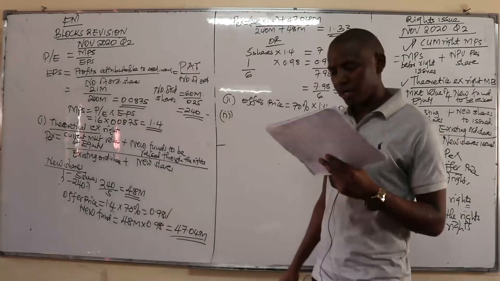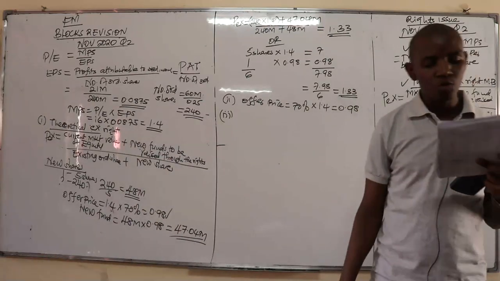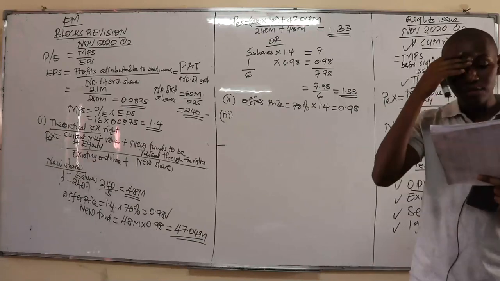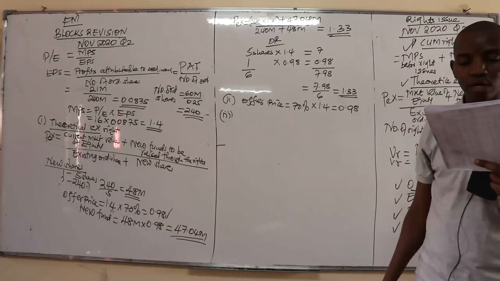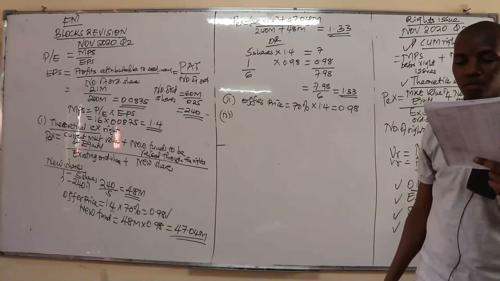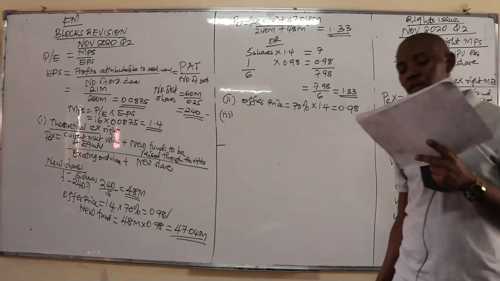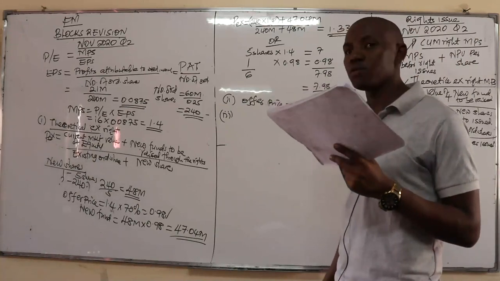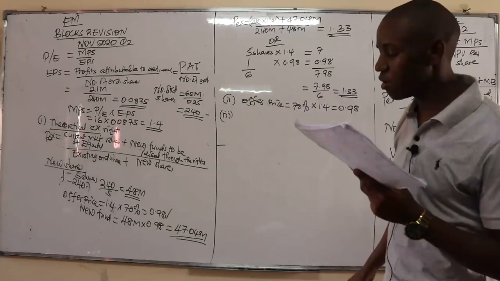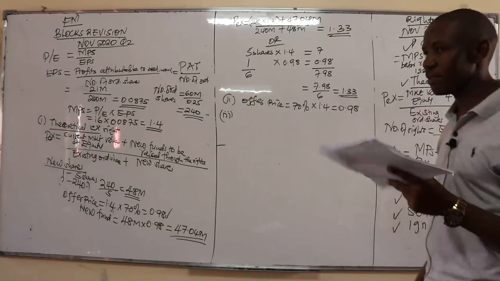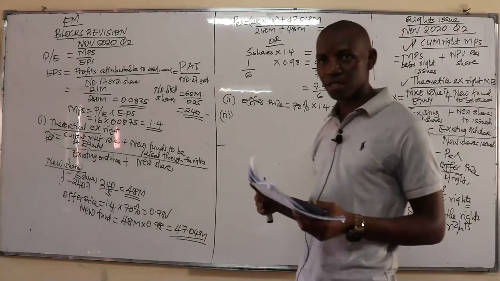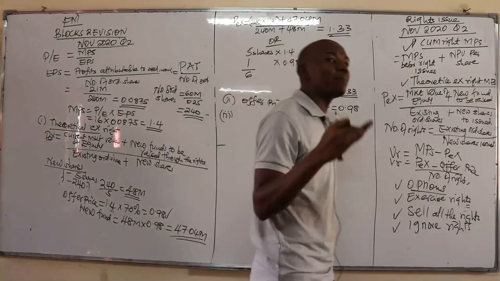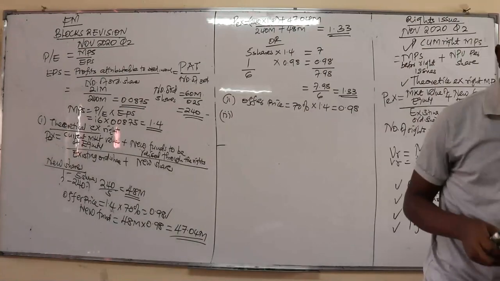Three. You are required to evaluate each of the three options available to the investor with 10,000 ordinary shares. The options available to the investor: one is to take up the rights issue, that is, to exercise the rights. The second is to sell the rights. And the third is to ignore the rights issue and allow it to lapse. In this case, we'll have to determine the value of wealth of that investor.